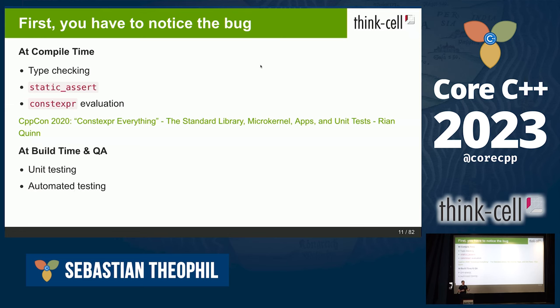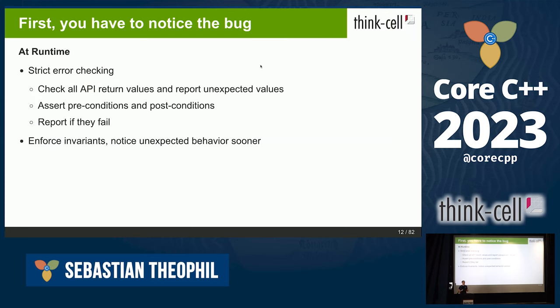Now, after compiling, you might have your unit tests, other automated testing of some kind. But that will still leave bugs in your code. And we have to find those at runtime, inevitably. What we do at ThinkCell, for example, is that we have very strict error checking at runtime. That means whenever we are calling an external API, we are always checking the return values. And we're always reporting unexpected return values to our backend.